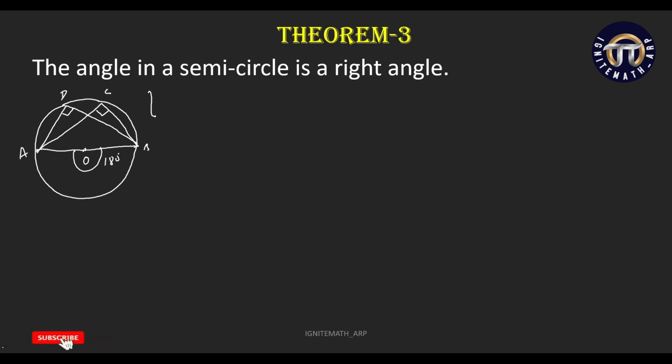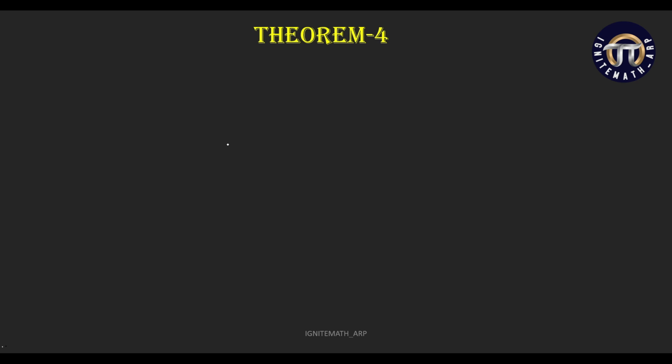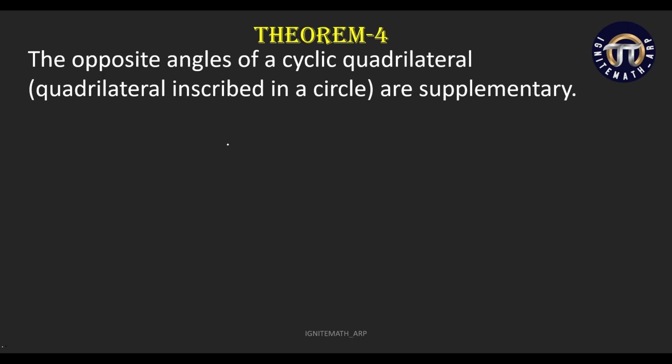Clear, children? So what are these? Angles C and D are nothing but the angles in the same segment. Clear? So that is the meaning that angles in the semicircle are right angles, that is 90 degrees. ACB as well as ADB, both of them are 90 degrees. That is the meaning of the third theorem. Clear, children? So now let us move to theorem number 4. Theorem number 4 says that opposite angles of a cyclic quadrilateral are supplementary.